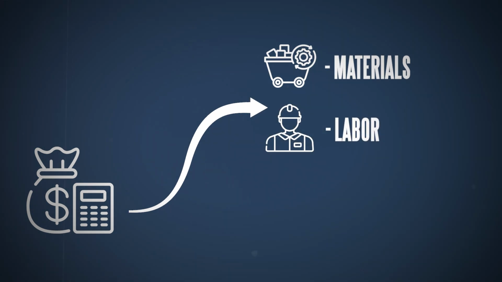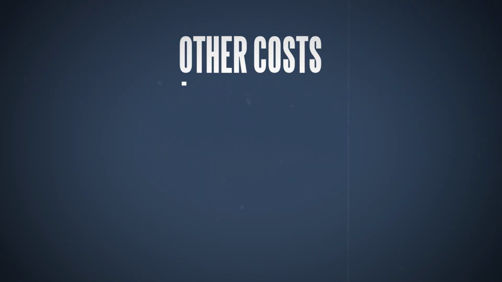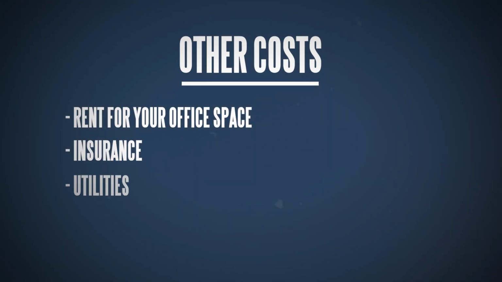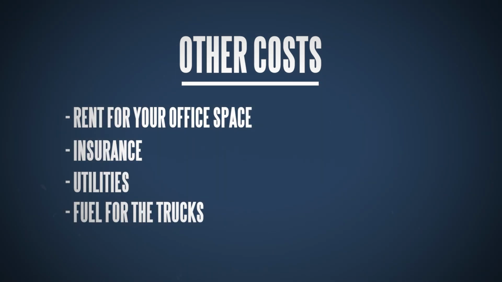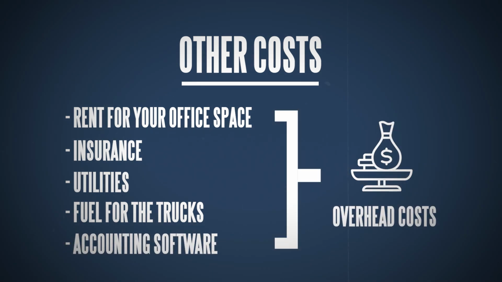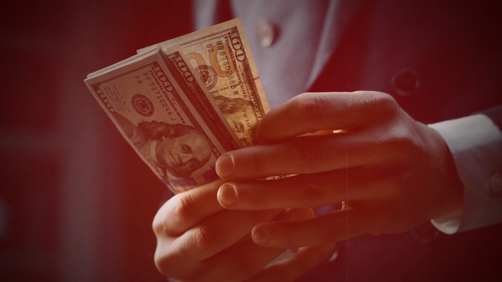Think about it like this: you've got the obvious costs for every job, right? The materials, labor, maybe equipment rentals. That's the stuff you see right in front of you. But what about the other costs? The rent for your space, insurance, utilities, gas for trucks, even the cost of accounting software. These are your overhead costs, and if you're not paying attention to them, it's like having a leak in your budget. The money just slips out without you noticing until it's too late.